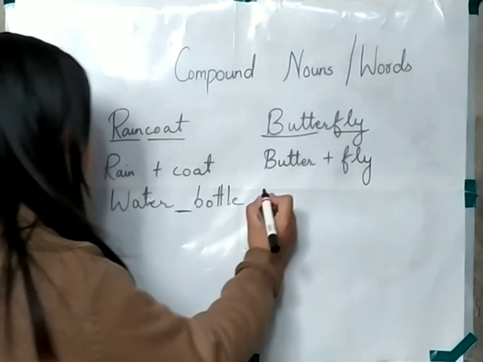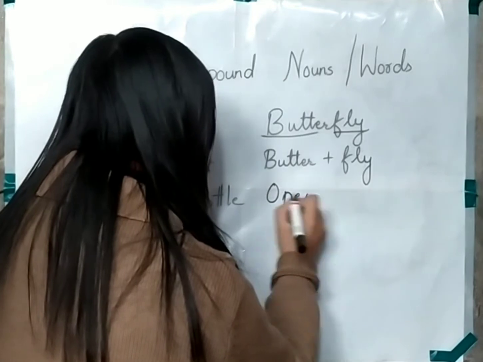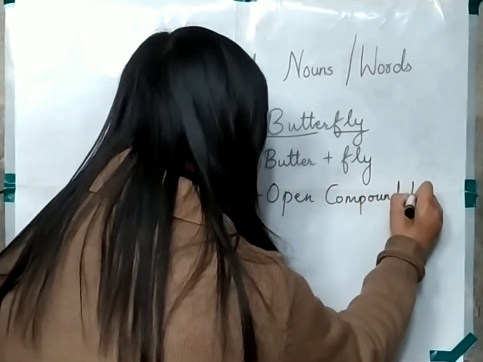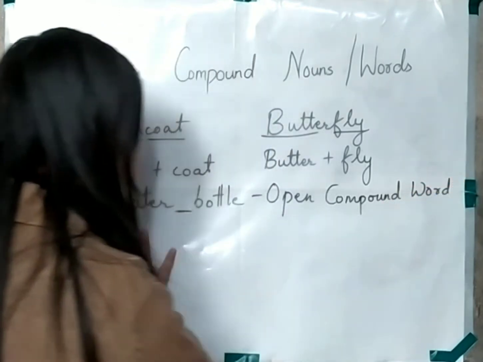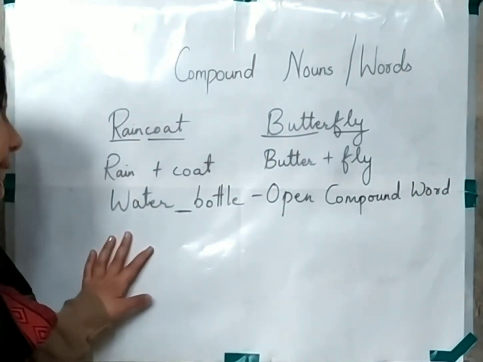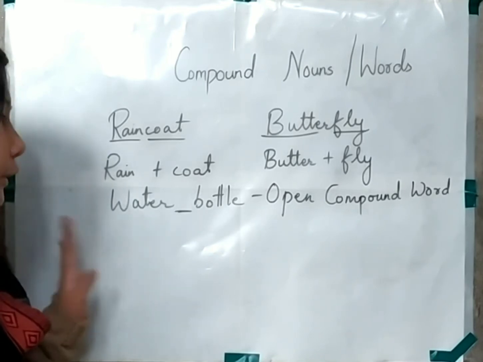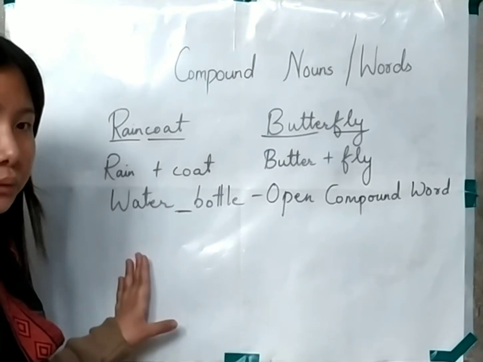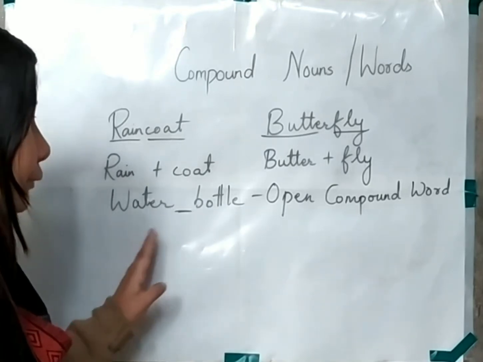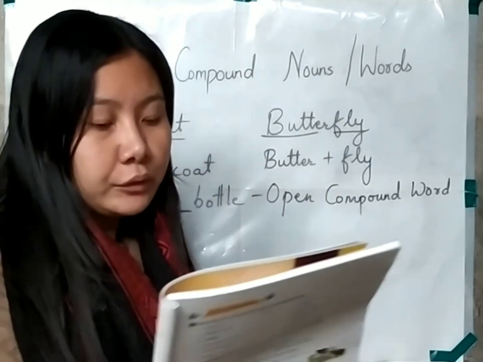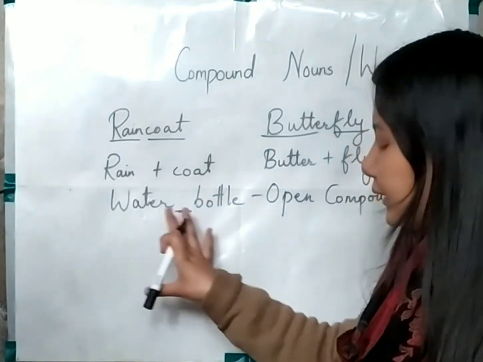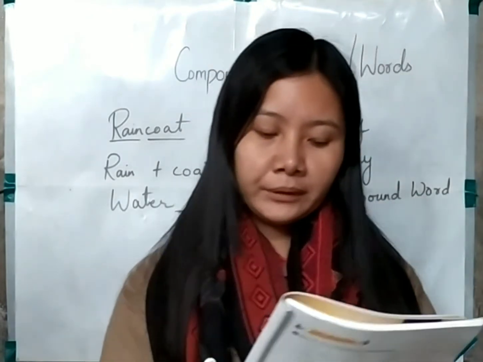This is an example of an open compound word. Why is this an example of an open compound word? You need to remember that there is a space in between these two words. We are combining these two words, that's true, but there's a space in between, that's why we call it an open compound word. If you look at your book, you'll see over there, sometimes there are spaces between the words. You can see there's a space between these two words. These are called open compound words.